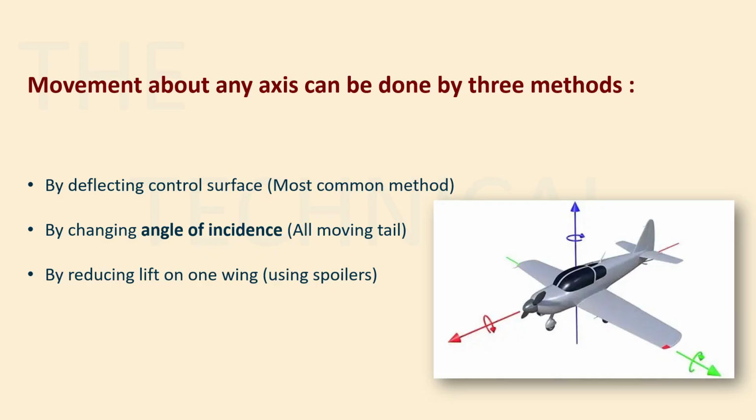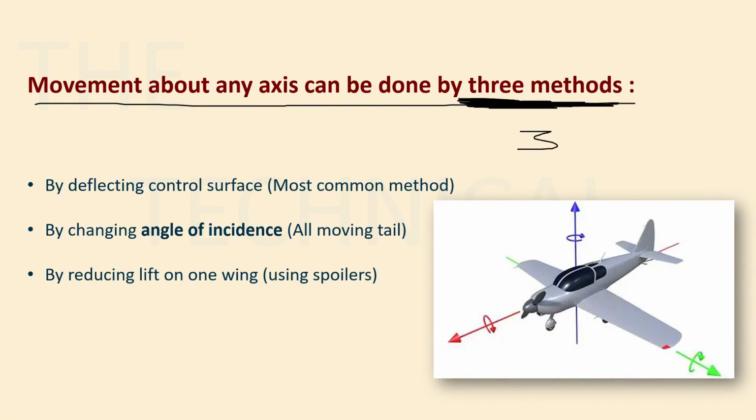Now, all of those movements that we have seen, yawing, rolling, and pitching, right? All of these movements can be done by any of these three methods. Like we can pitch with three methods, we can yaw with three methods, we can roll with three methods. What are these three methods? So first we know and we have already seen that pitching is done by what? Elevators. Rolling is done by what? Ailerons. Yawing is done by what? Rudders. So the first is what?